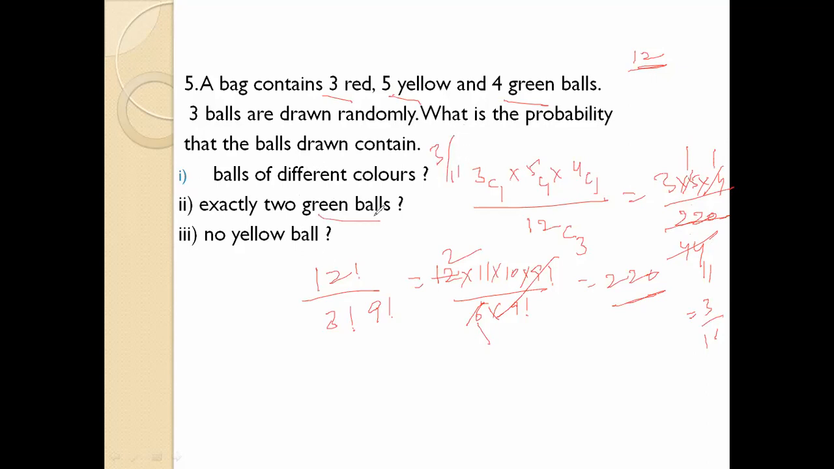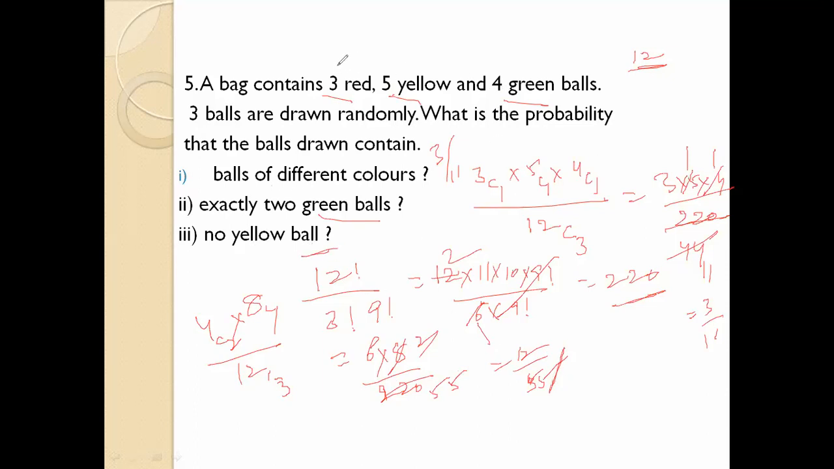Exactly 2 green balls. 2 green balls means we take 2 balls from green and another 1 ball from any one of these. 4C2 into remaining is 5 plus 3, 8, 8C1, divided by 12C3. 4C2 value is 6, 8C1 value is 8, 12C3 value is 220. 4 2 ja, 4 5 ja. 12 by 55.